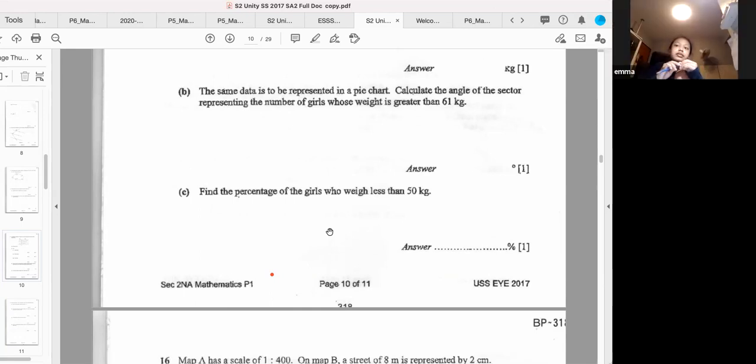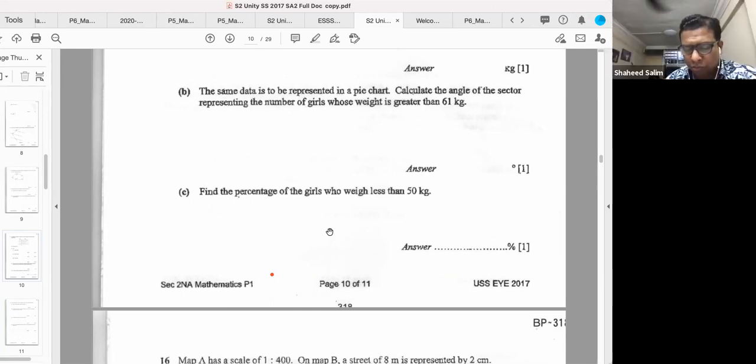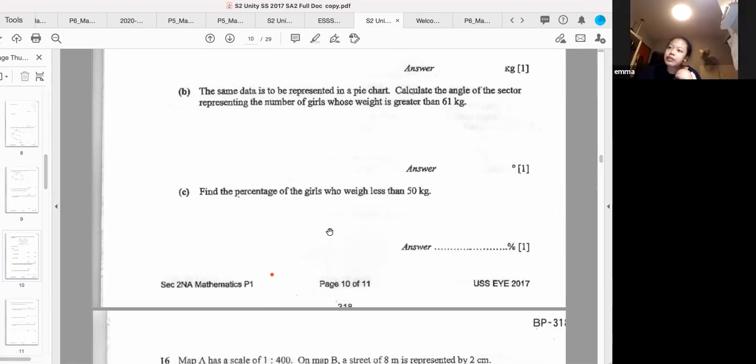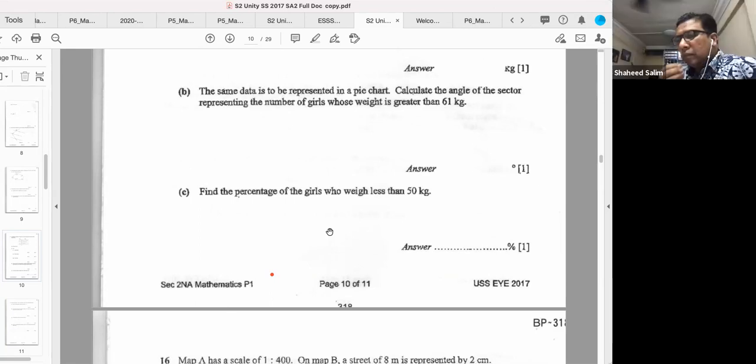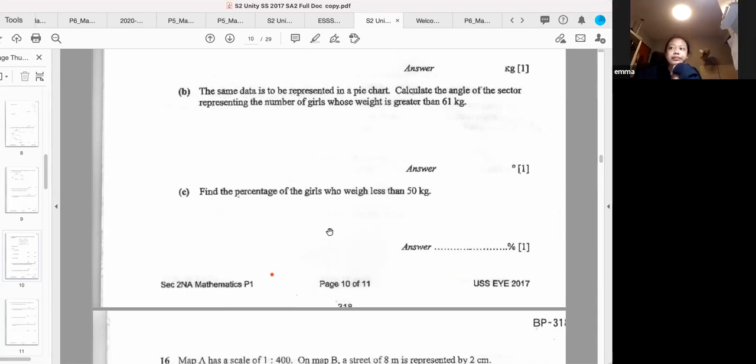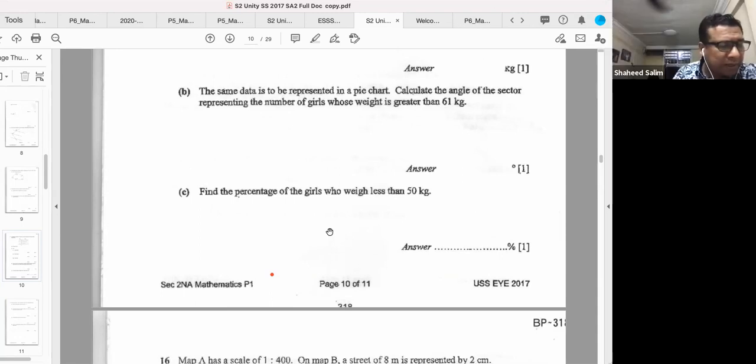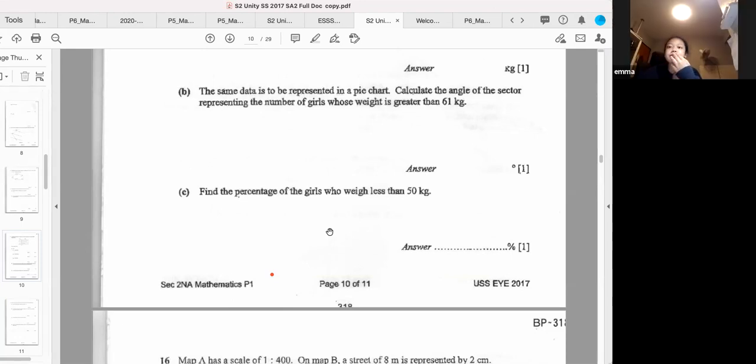108 degrees. Well done. What do you do? The number of people greater than 61 kg over 20 times 360. Okay, well done. Okay, what's the percentage of girls who weigh less than 50? 35%. Well done.